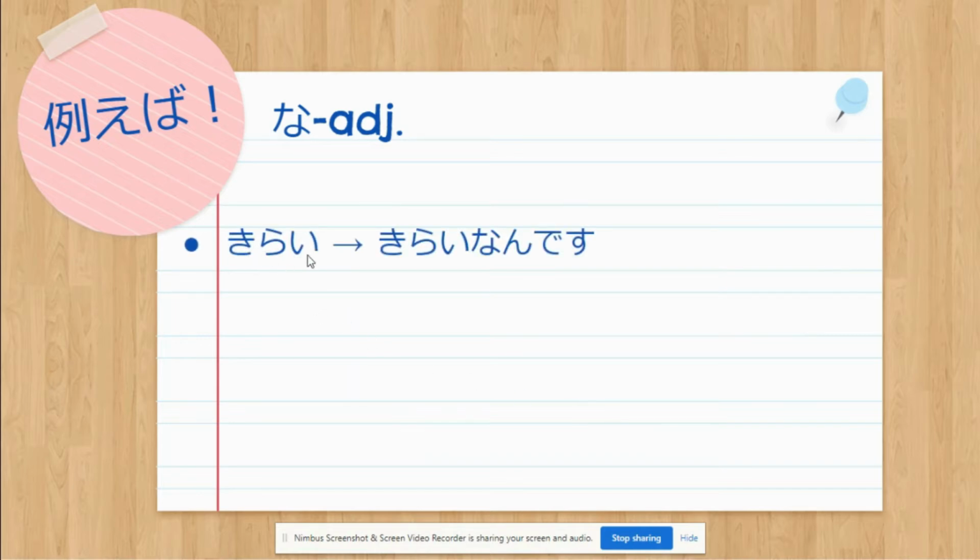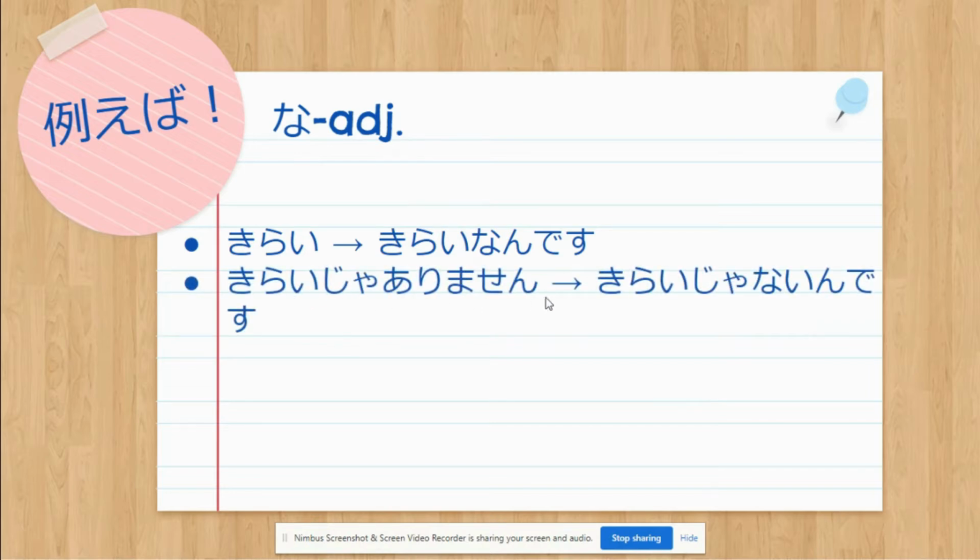Let's take kirai as an example. Kirai means dislike. Kirai is na adjective. So for us to conjugate it to its en desu form, we just have to add na after the na adjective. So it now becomes kirai nan desu. Kirai ja arimasen becomes kirai janai desu. Ja arimasen becomes janai because arimasen is a negative form of arimasu and its plain form is nai. So it becomes kirai janai.